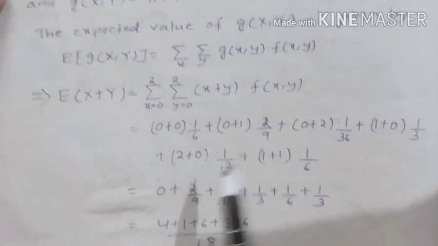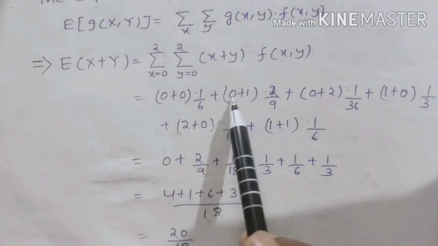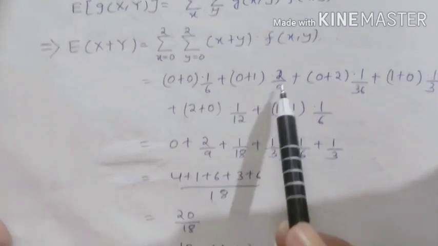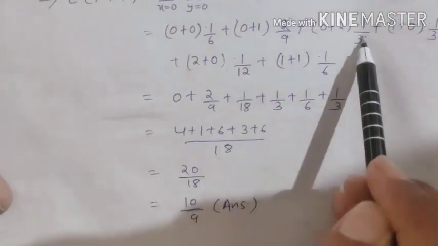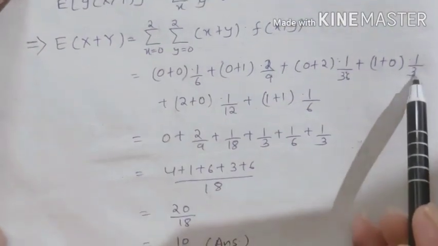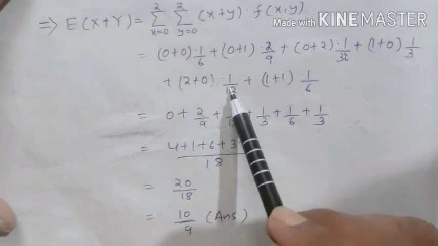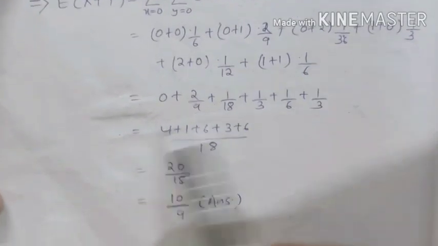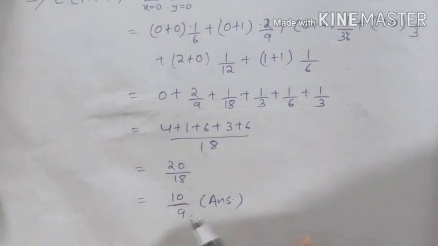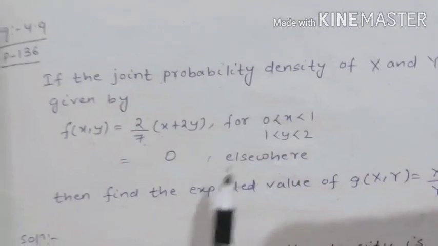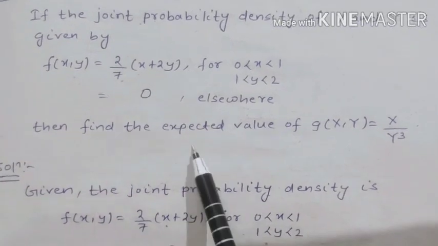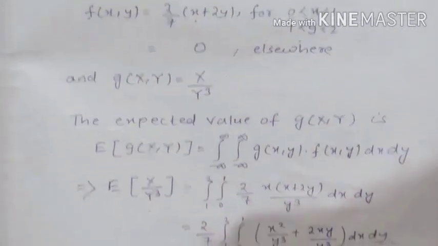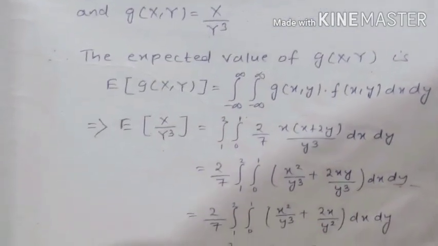So E of g of X, Y: the first term is f of 0,0. Next is f of 0,1. Next is f of 0,2. Next is f of 1,0. Next is f of 2,0. Next is f of 1,1. So putting in the values in total, you get the answer. In a similar way for continuous cases, the probability density function is already given, and we have to find the expectation. You just have to take the integration and find the result.